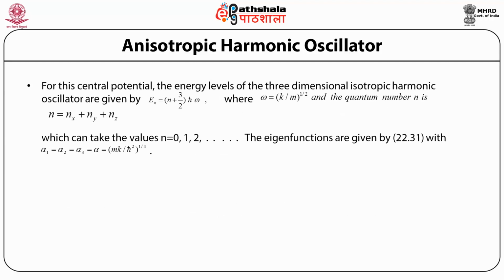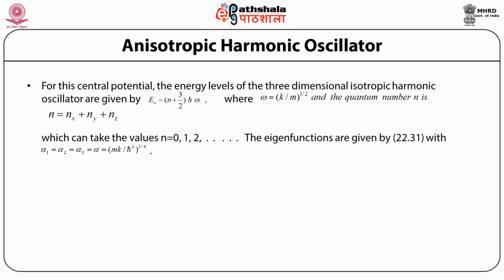For this central potential, the energy levels of the three-dimensional isotropic harmonic oscillator are given by En = (n + 3/2)ħω, where ω = (k/m)^(1/2) and the quantum number n = nx + ny + nz. Please note that the number 3/2 comes here because it is a three-dimensional harmonic oscillator.